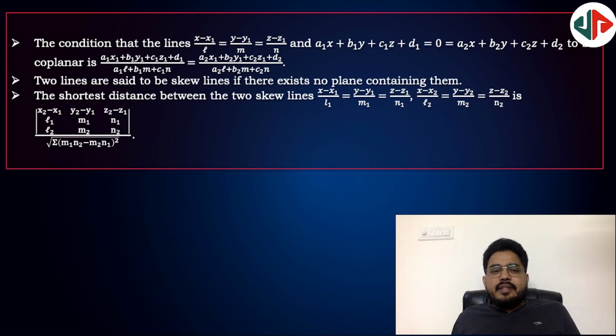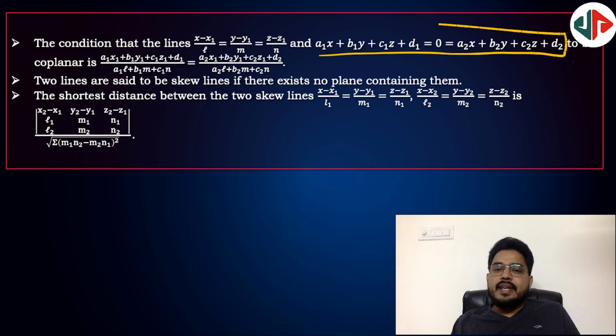The next point is the condition that the lines are coplanar. The next point is what they are talking about. This one and this. You need to understand what this means. They have given two planes.